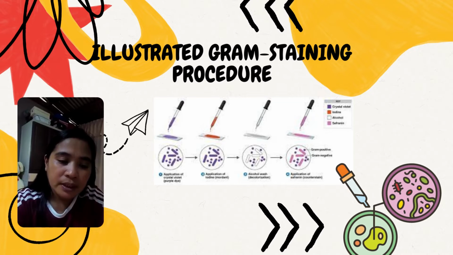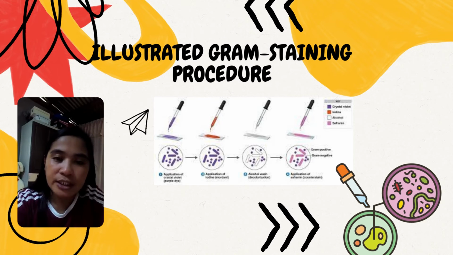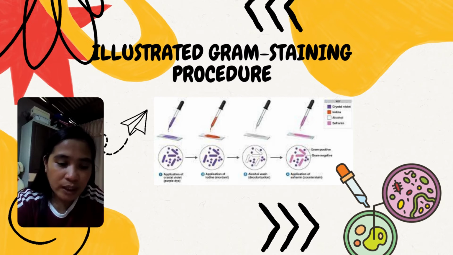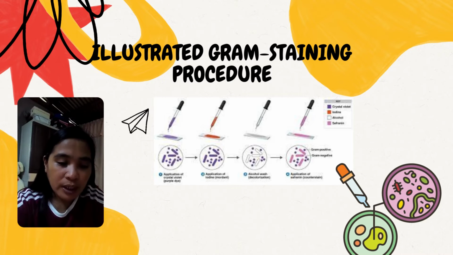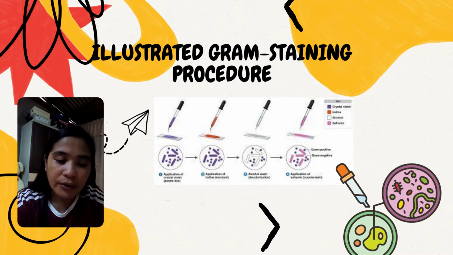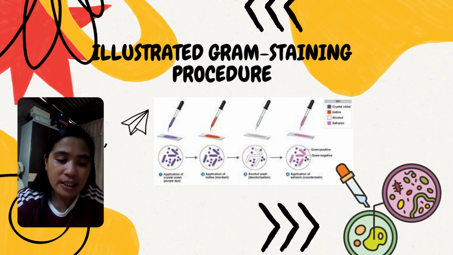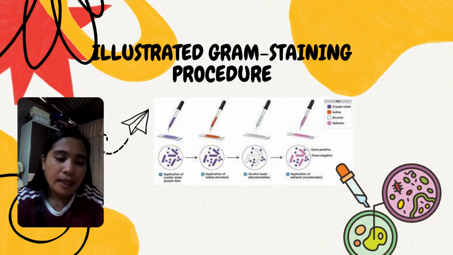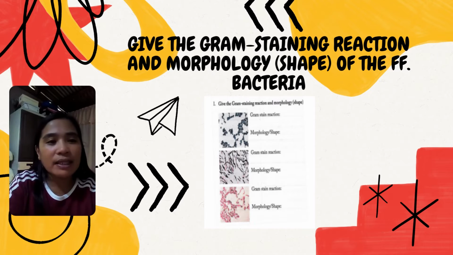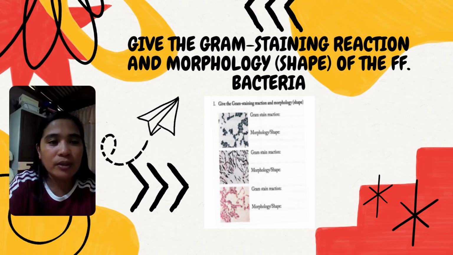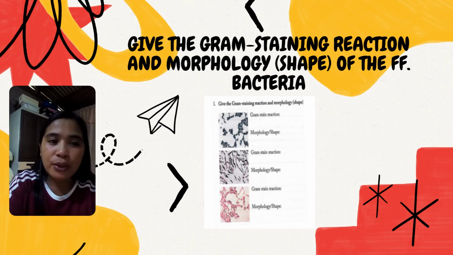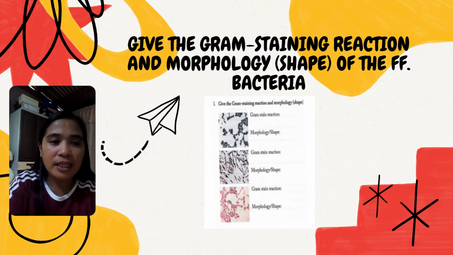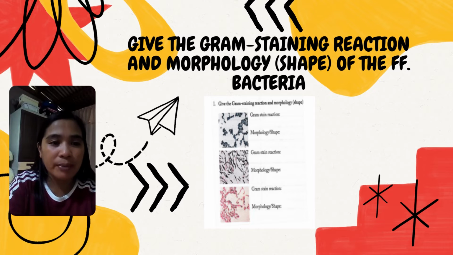Illustrated gram staining procedure. The key is: crystal violet is the dot with color purple or blue, the iodine is the dot color orange, the alcohol is the colorless dot, and the safranin is the dot color pink. In this lab activity, there are questions about the procedures. In the pictures, we need to identify the gram staining reaction and morphology shape of the following bacteria.